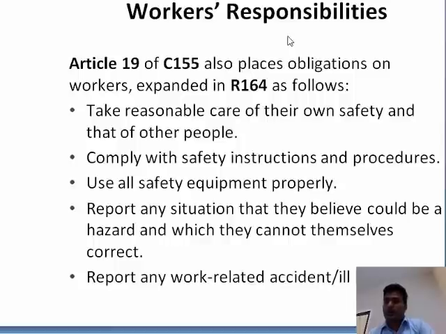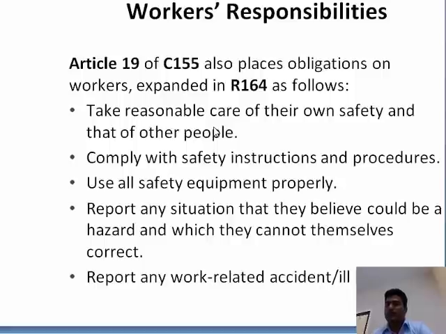We have already studied the responsibility of the employer according to ILO, but in this slide we will study the workers' responsibility according to Article 9 of Convention 155, expanded in Recommendation 164, as follows. First one is, every worker has a responsibility to take reasonable care of their own health and safety and that of other people.